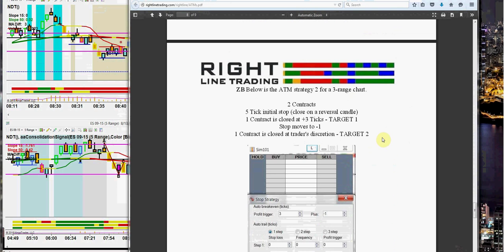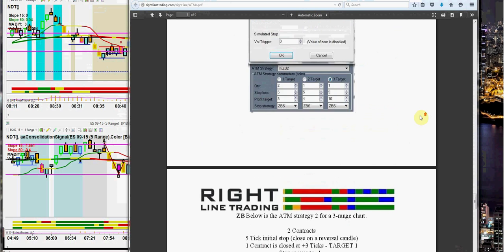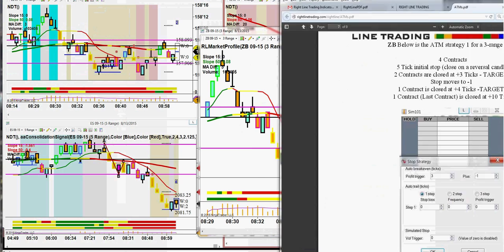Then of course they give you another option here if you only want to trade with 2 contracts. 5-tick initial stop. 1 contract is closed at 3, and the second contract is going to be closed at the user's discretion. Alright, so we'll go with the 4 contract here to test things out.